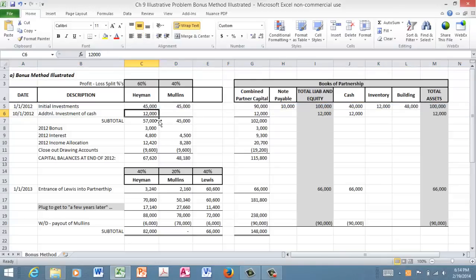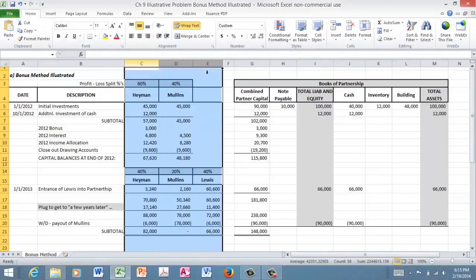Now the next event that happened was on October the 1st, and Heyman invested an additional $12,000 of cash, and so you see that coming into his capital account, and the cash here on this column, keeping track of the assets. Now one thing to pay attention to is I am not trying to show all of the trial balance and the debits and credits because they don't give you that kind of information. These are just placeholders out here so you don't get confused and you can see what's happening on the flip side of the transaction. But don't hold me to the fact that we don't have a complete trial balance exhibited over here. What you need to be paying attention to are columns C through E.